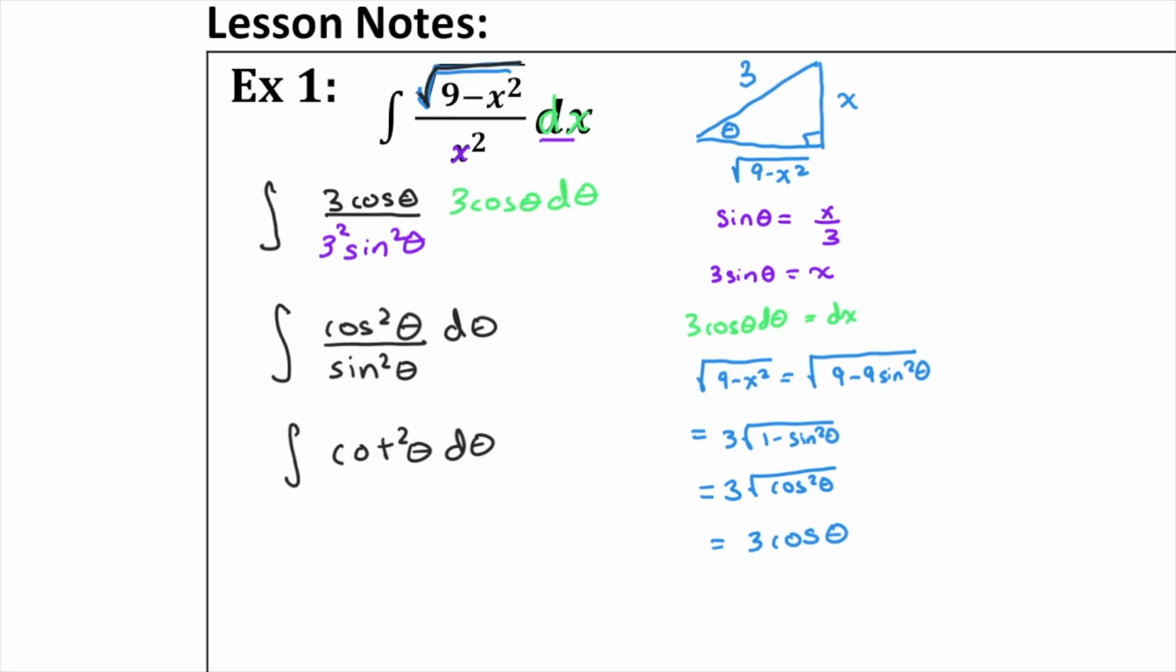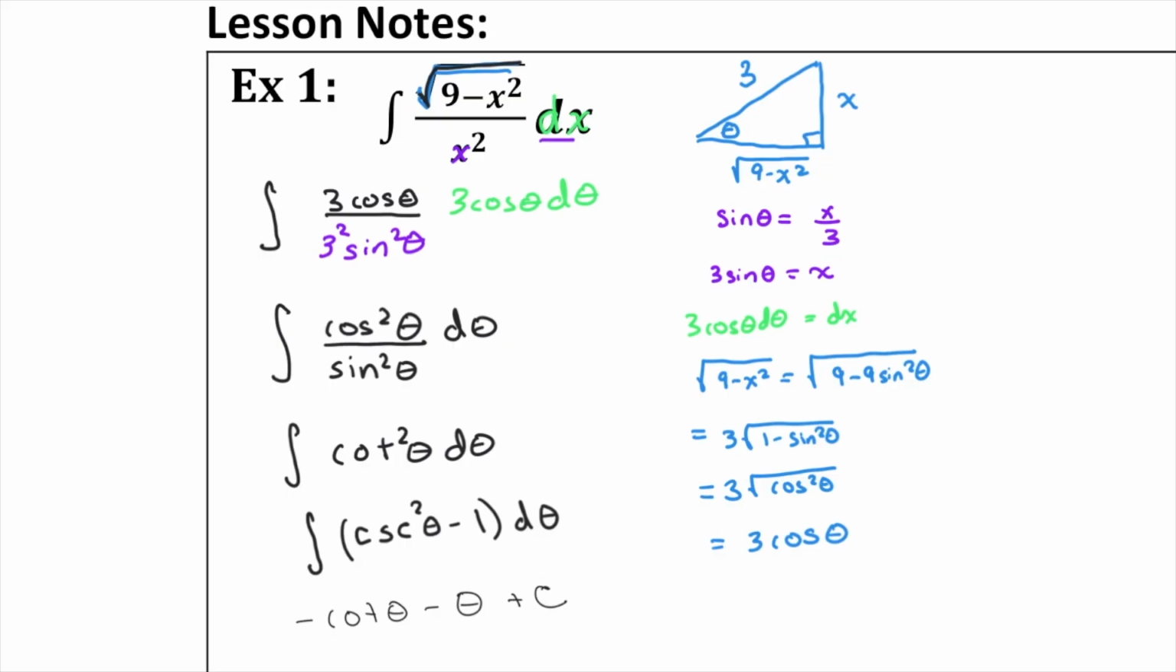I don't know an antiderivative of the cotangent squared theta. However, I know that the cotangent squared theta can be rewritten as cosecant squared theta minus 1 d theta. The reason that's important is the antiderivative of cosecant squared is one of the basic antiderivatives we're all supposed to know, and that will be negative cotangent theta. Then we integrate 1, so that's negative theta plus c.